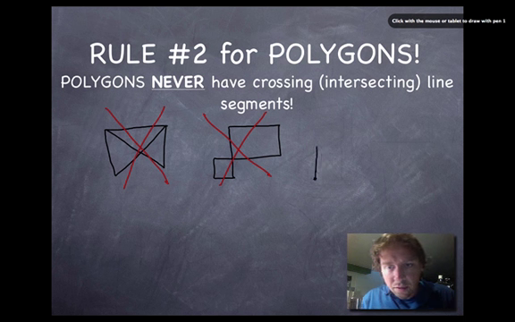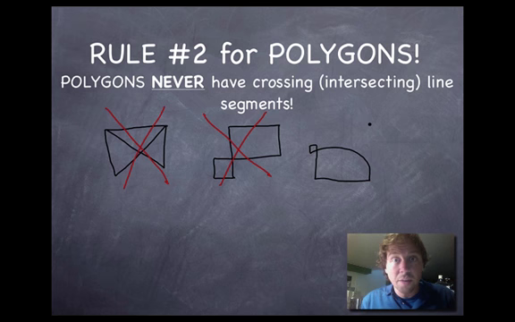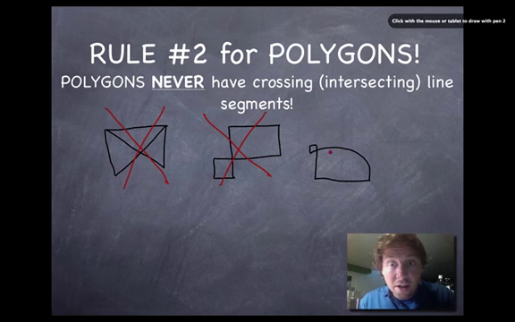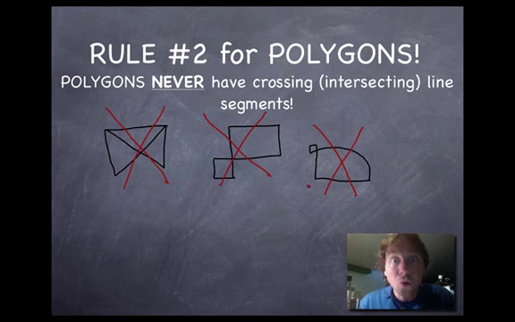Okay? So, let me just give you one more example. Let's see. How about this here? Ooh, is that a polygon? No, because it has crossing lines. What else does it have? A curved line. Remember, back to rule number 1, you cannot have curved lines or crossing lines. So that is not a polygon for 2 reasons.